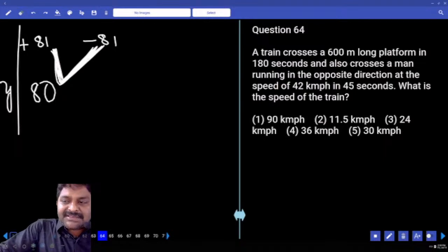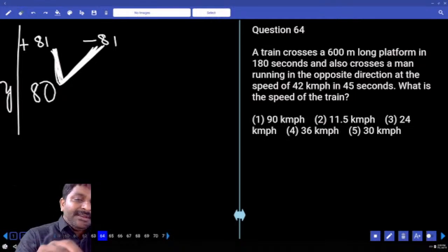A train crosses a 600 meters long platform in 180 seconds and also crosses a man running in opposite direction at the speed of 42 km per hour in 45 seconds. What is the speed of the train?